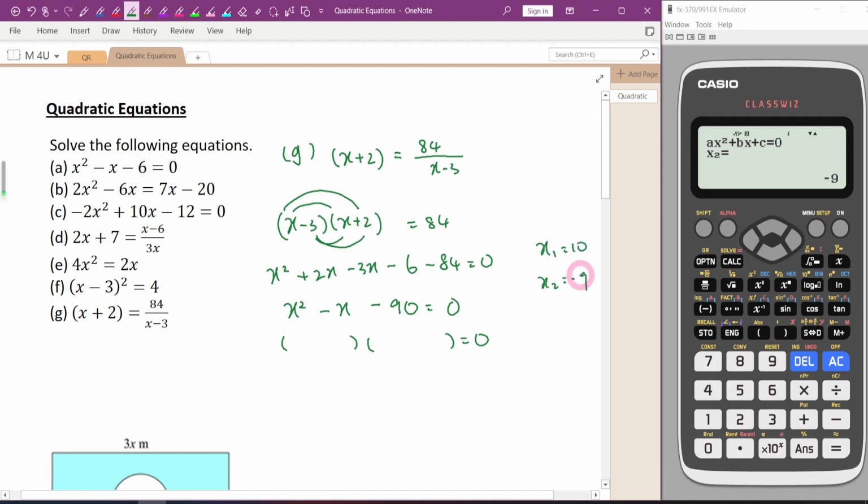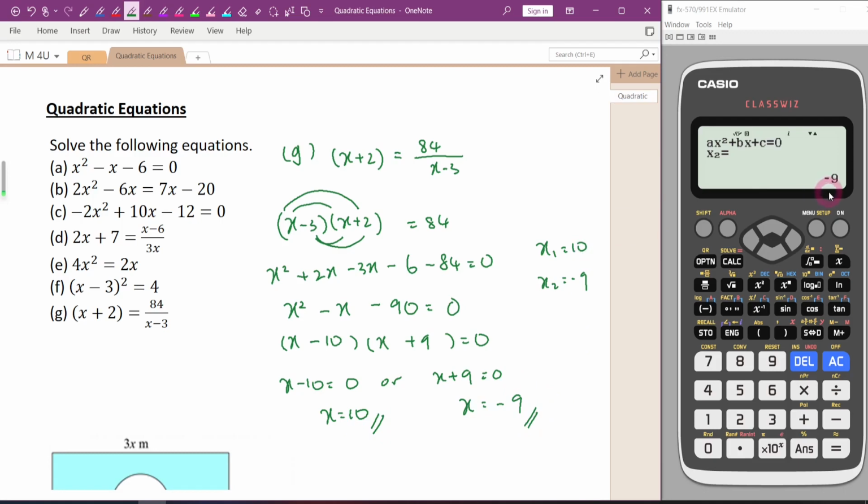Since these two are integers, I write the x close to this parenthesis. If we get a fraction, we leave some space here. Now, positive, we write negative. Negative, we write positive. So x minus 10 is equal to 0, or x plus 9 is equal to 0. X is equal to negative 9. X is equal to 10. So our answer is correct, same as the answer given by the calculator.